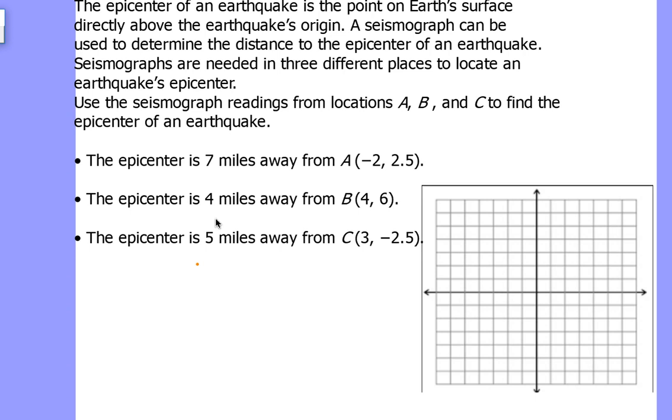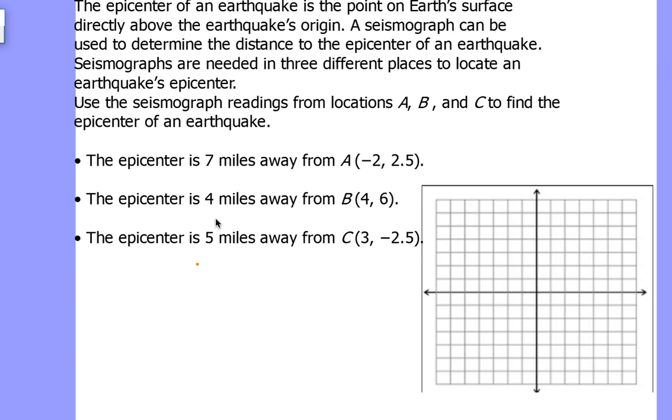All right, ladies and gentlemen, I am calling this video just the epicenter problem. We're going to see these different types of problems regarding the epicenter of an earthquake, so I wanted to put together a video that represents it. The epicenter of an earthquake is simply the point on Earth's surface directly above the earthquake's origin.